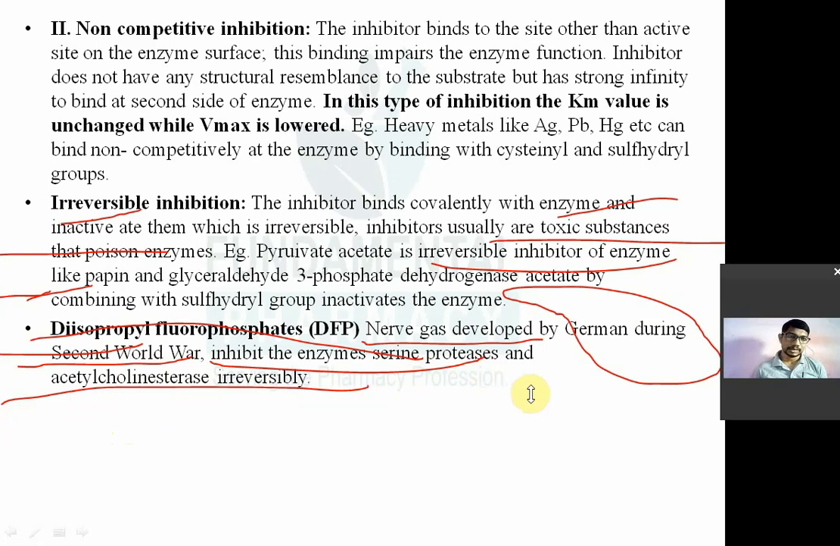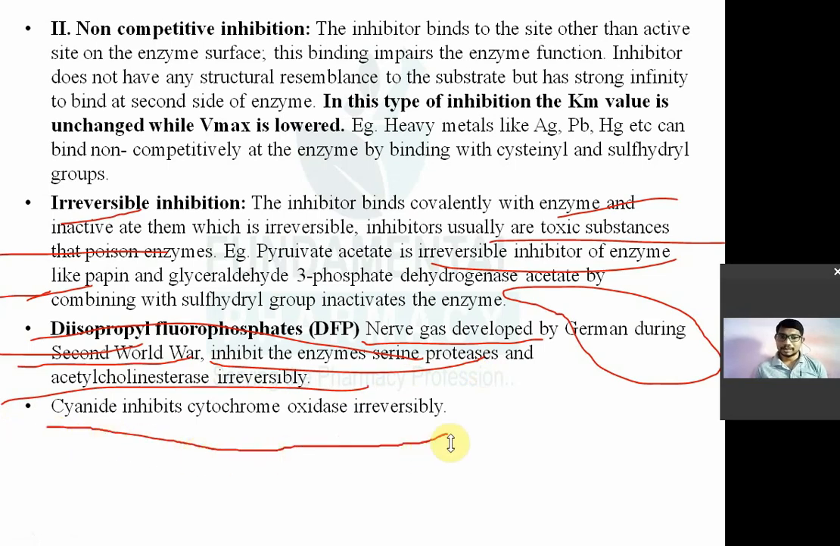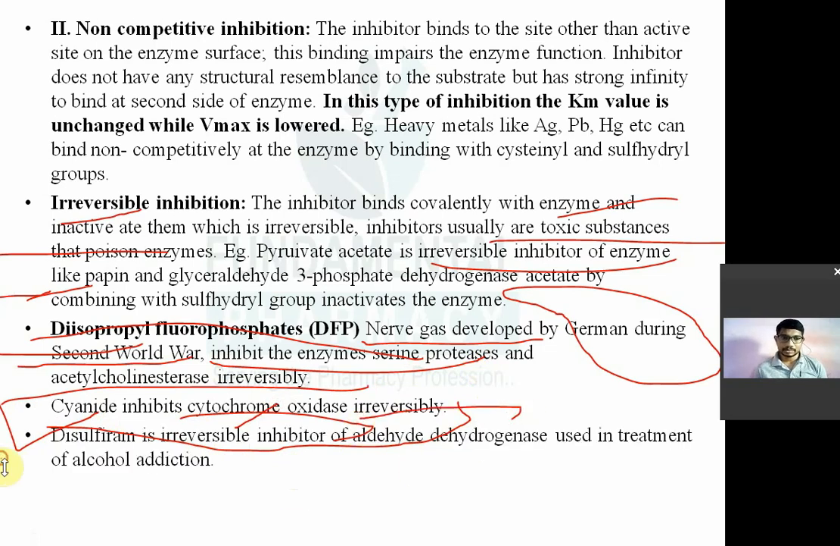So it is an irreversible inhibition. There is a covalent bond between inhibitor and enzyme. Another example, cyanide inhibits cytochrome oxidase irreversibly. Cyanide is an inhibitor and cytochrome oxidase is the enzyme, so there is an irreversible inhibition. Again, disulfiram is a drug used in the treatment of alcohol intoxication. It is an irreversible inhibitor of aldehyde dehydrogenase, used in the treatment of alcohol addiction.